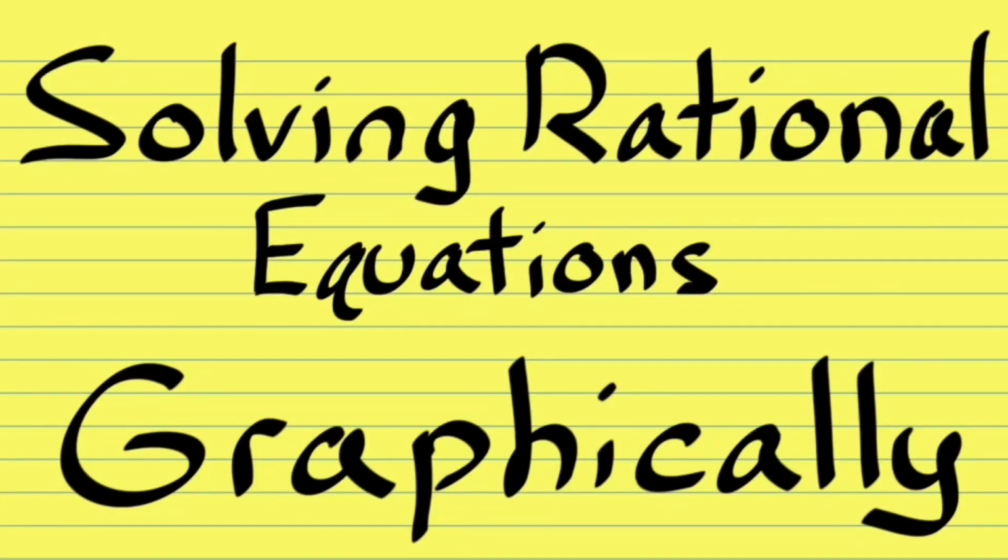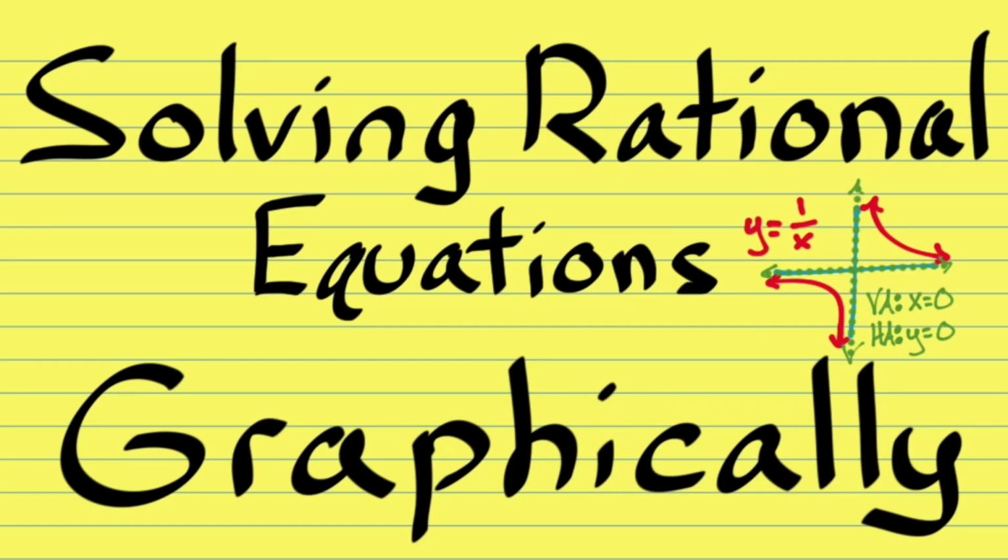Today we are going to discuss solving rational equations graphically. And by rational equations, I'm talking about functions that are in the form of 1 over x, which graphically looks like the picture you see over here on the right. We have an asymptote that is vertical and horizontal, both at x and y equals 0.